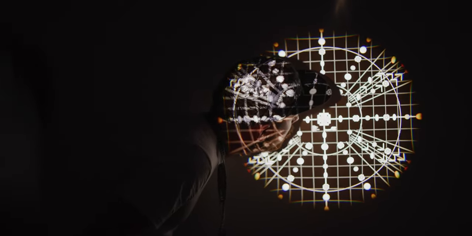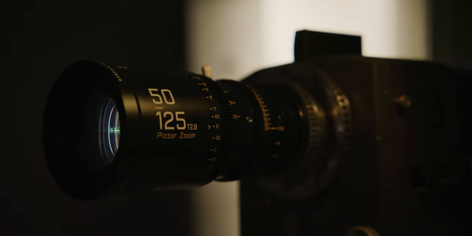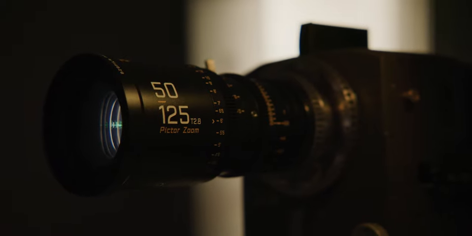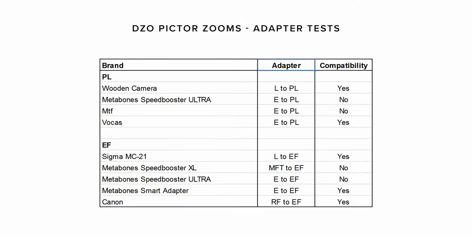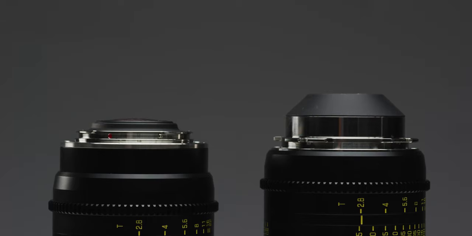One thing that I have heard people complain about is the compatibility with adapters and speed boosters. So we grabbed every adapter we had in our demo stock and put them to the test, and here are our results. When it comes to speed boosters, you cannot put these lenses onto any of them. This is because of the amount of glass that protrudes out of the back of the mount. So please don't try it, you may damage your lenses or your speed booster.